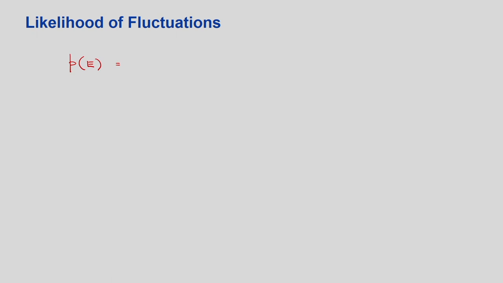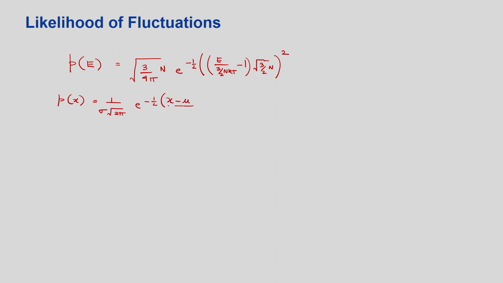So this is nothing but, we already have, 3 by 4 pi n e to the power of minus half of (E by 3 by 2 n k T minus 1 by root of 3 by 2 n) whole square. Now this particular definition comes from this expression, if I want to write it in terms of p(x). So p(x) is nothing but 1 upon sigma root of 2 pi e to the power of minus half ((x minus mu) by sigma) whole square. Here we know that sigma is equal to root over 2 by 3 n. So I am substituting sigma with root over 2 upon 3 n, and if I do that, I will get this expression.